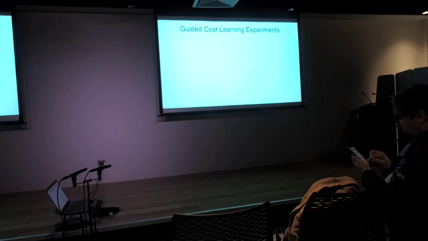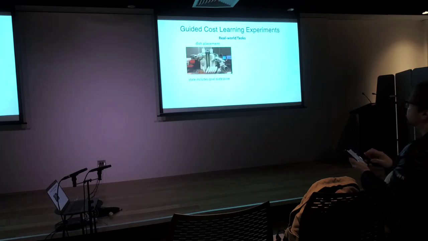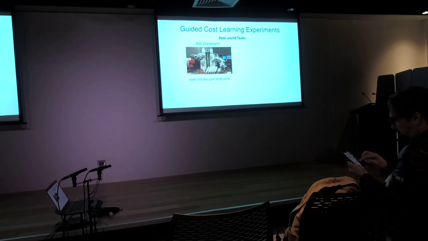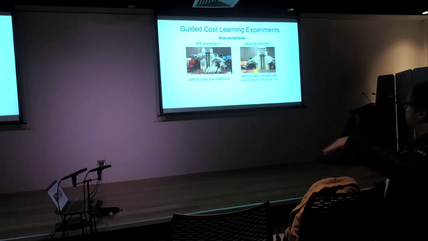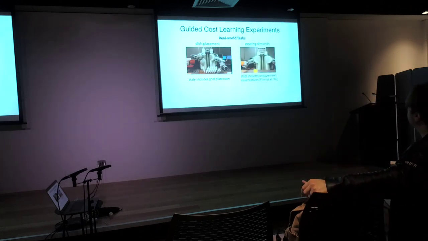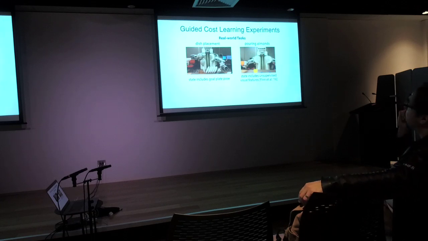Next, I'd like to show some experiments on running these inverse reinforcement learning algorithms. So first, I'll show the experiments for guided cost learning. We ran a number of simulated experiments, but I think that the real world results are the most interesting and fun to watch. We looked at a dish placement task where the state included the joint angles of the robot as well as the goal pose for the plate. And then we also looked at a task of pouring almonds from one cup to another, where the state did not include the goal position of the cup. It actually only included visual features that were learned with unsupervised learning, as well as the joint angles and the state of the arm.